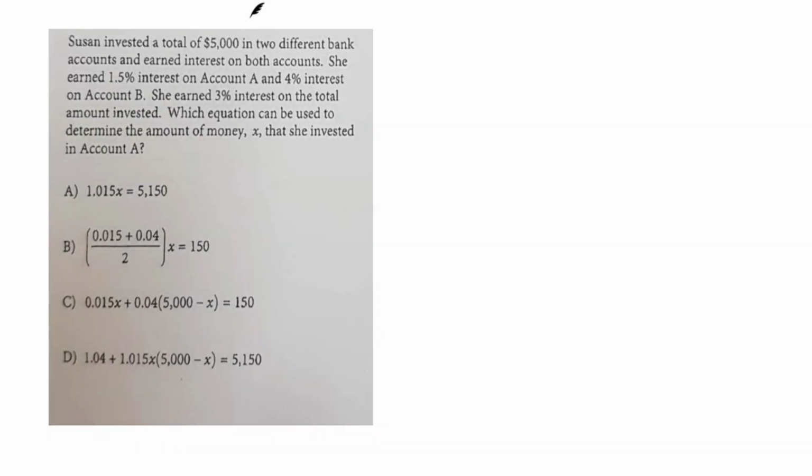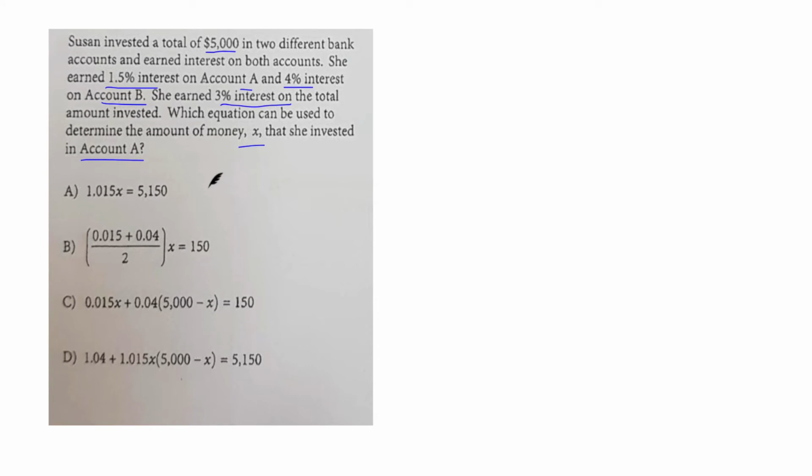Next question. Susan invested a total of $5,000 in 2 different bank accounts and earned interest on both accounts. She earned 1.5% interest on account A and 4% interest on account B. She earned 3% interest on total amount invested. Which equation can be used to determine the amount of money X that she invested in account A? So this is our target answer.